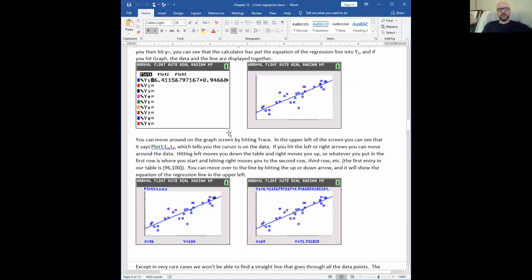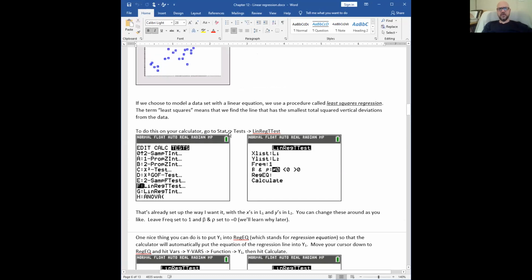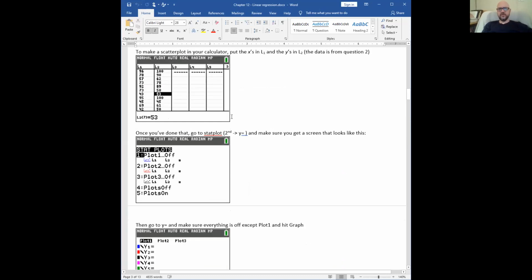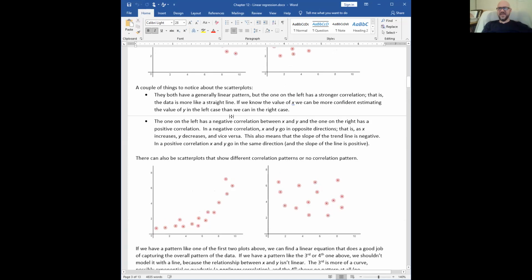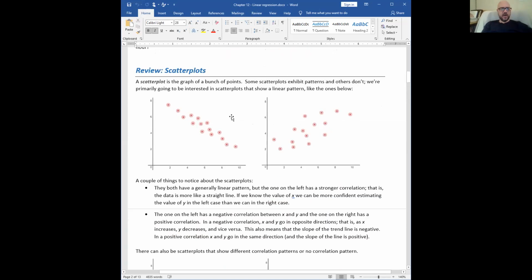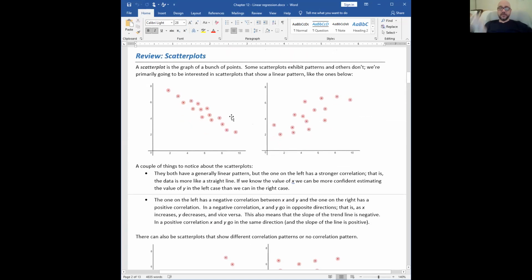I have done something not great with this worksheet. I don't know why I wrote it this way, but I kind of outlined how to do all of the stuff before I actually gave the example. So we'll give the example, then we'll go back. But first, let me talk a little bit about scatter plots.